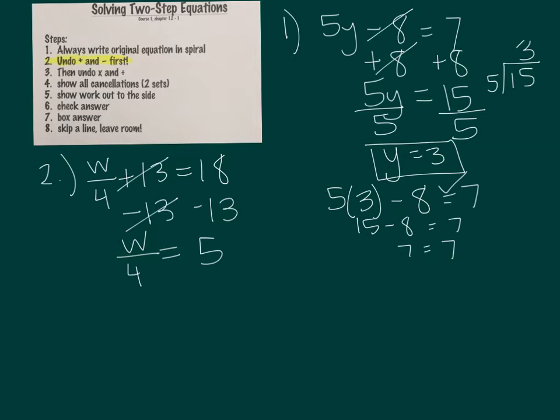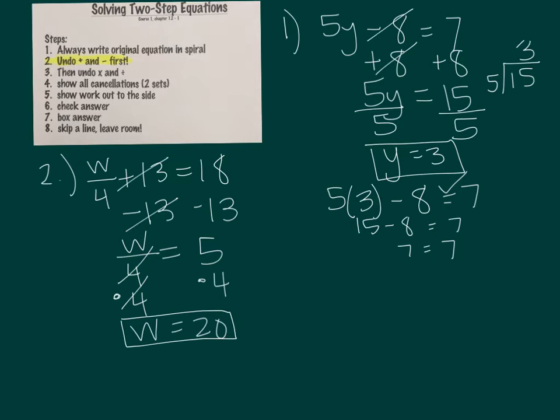Now I might know the answer is 20, but I have to show it works by doing the opposite of dividing by 4. You got it. Times 4, use a dot. Times 4, cancel it out. W equals 20. Remember that anything divided by 4 and times 4, those are opposites. So dividing by 4 and multiplying by 4 cancel each other out, leaving us with W equals 20.